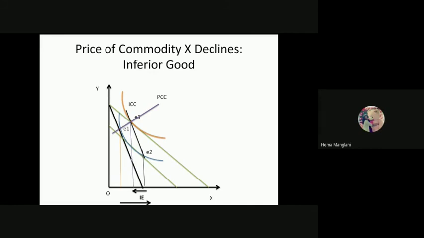An inferior good doesn't mean that you are reducing the consumption of commodity X even lower than your initial consumption bundle, because it is higher than your initial consumption bundle. That is why the demand curve of an inferior good is a downward sloping demand curve.